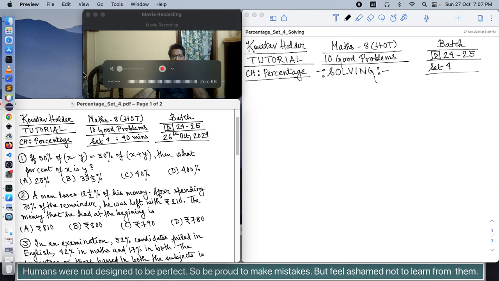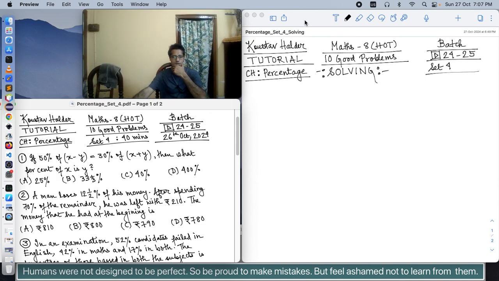Okay, so I am in a different setup. I am using a different software, QuickTime, which is a built-in application in Mac, because this is the only way I see that I am having a smooth experience while discussing and writing on the canvas. On the left hand side, I have the PDF of the 10 good problems of set 4 on the chapter of percentage. I hope the fonts are big enough and you can read it. The link of the PDF of these 10 good problems will be given in the description below.